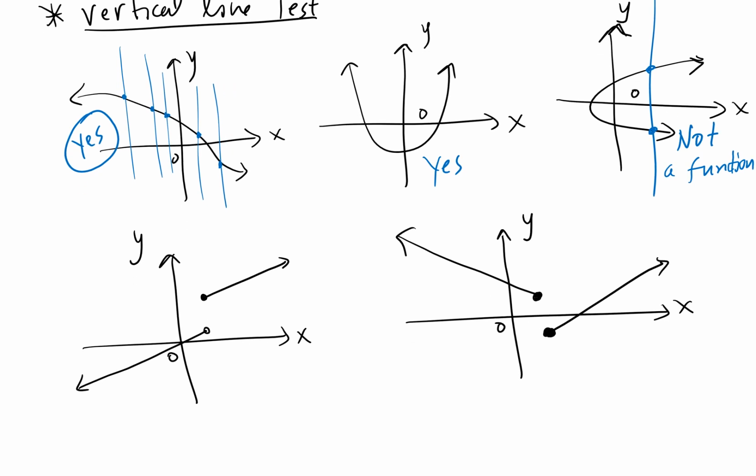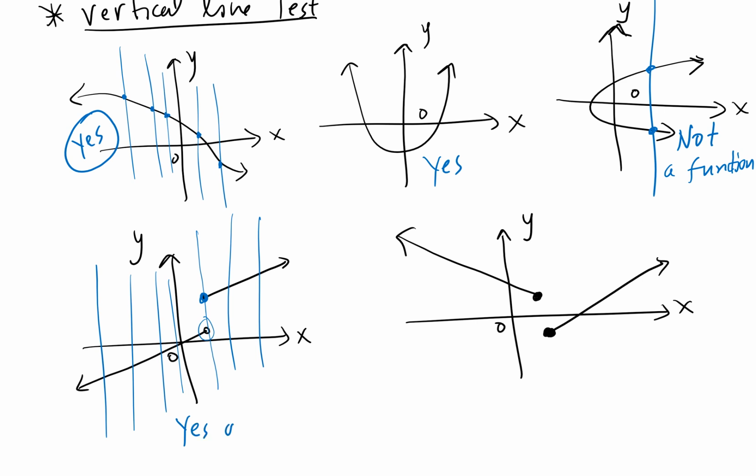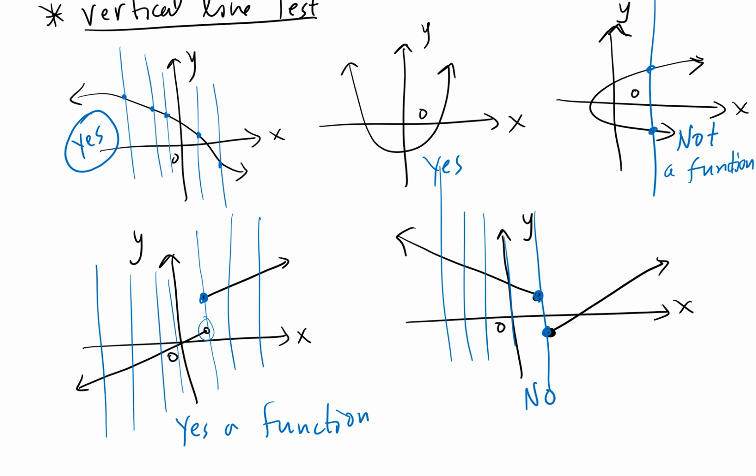Next one, is this a function or not? See, if you graph it here, 1, 1, 1, 1, all the way to this point. Here it crosses at this point, not at the circled point, because that's like an empty thing. There's nothing there. So yes, it's a function. What about the next one? Yes, yes, yes, yes. Boom. Oh, no, it's not.